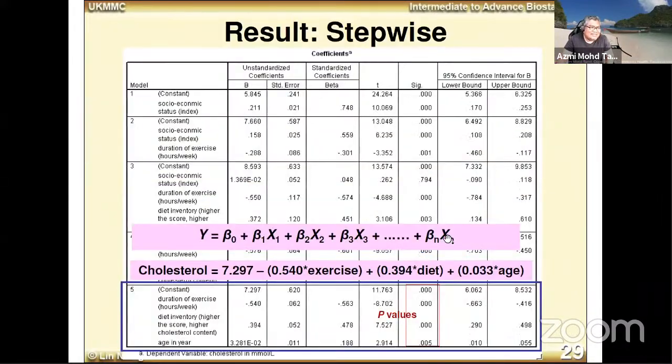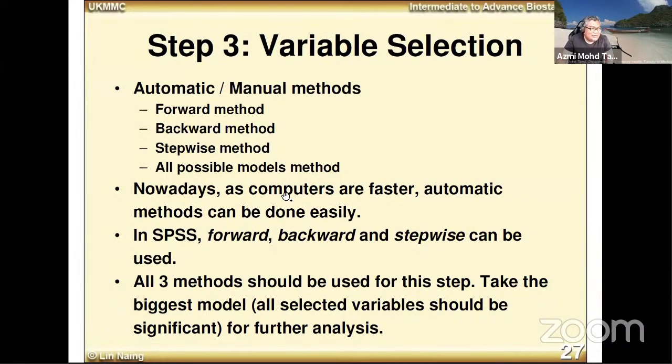Okay. Step 3 is very easy. We're going to do forward, backward, stepwise. Serentak. And all 3 methods should be used. And the best model should be used for further analysis. I know the next question going to come up from you all is how do you define the best model? The best model is the one that includes the most variables and generates the largest coefficient of determination, and yet at the same time they are all significant.